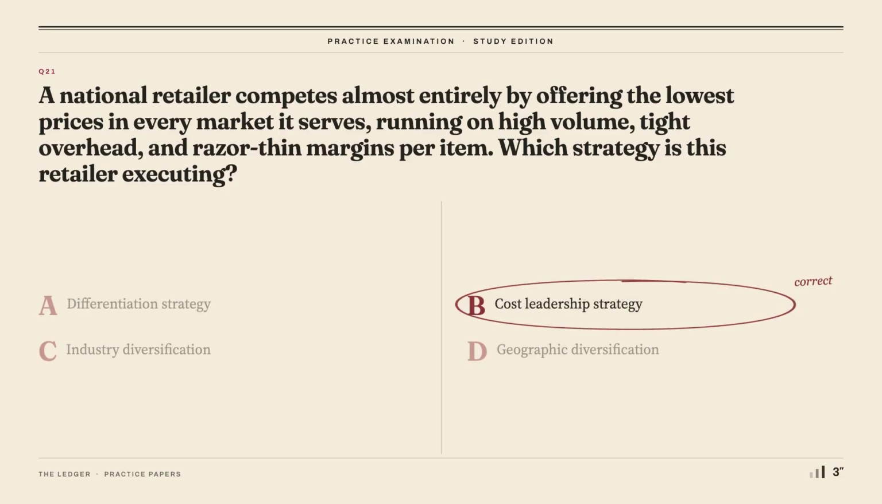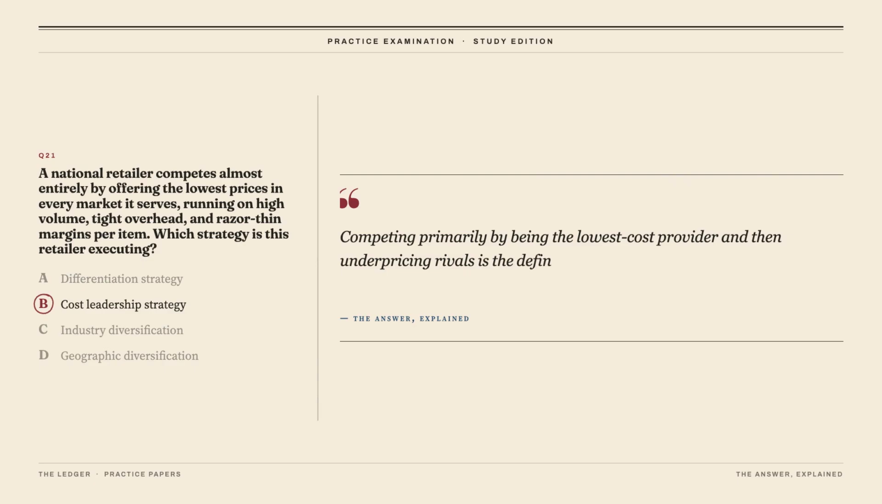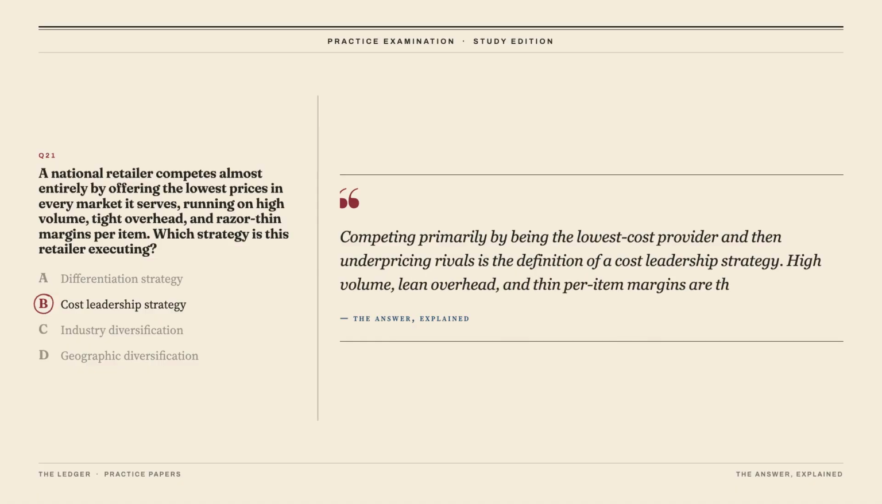The correct answer is B, cost leadership strategy. B is correct because competing primarily by being the lowest cost provider and then underpricing rivals is the definition of a cost leadership strategy. High volume, lean overhead, and thin per item margins are the operational fingerprints of that approach.